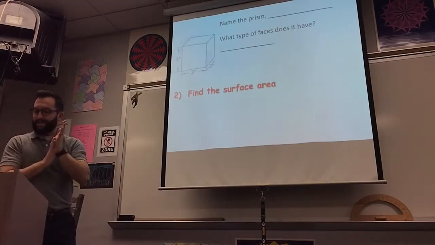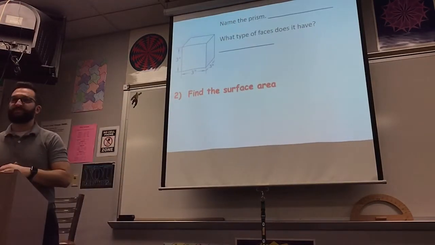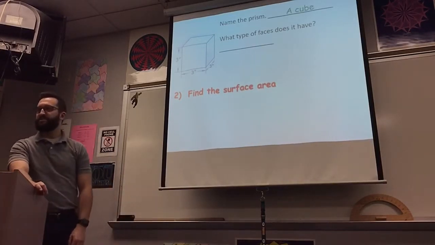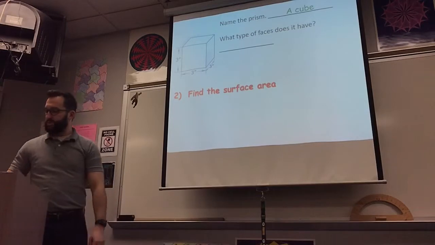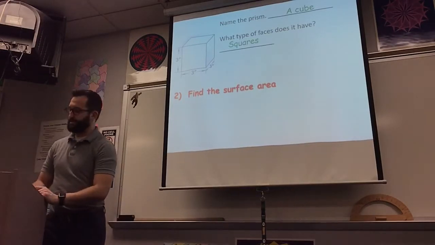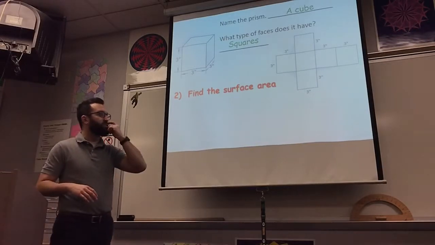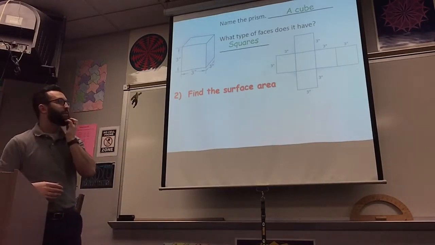All right, what is this? Name this prism. What is this called? It's called a cube, exactly. What type of faces does it have? Squares, which is really helpful for us. Okay? In case you want to see what that net looks like, it looks like this. You do not have to draw it, but that's what it would look like.